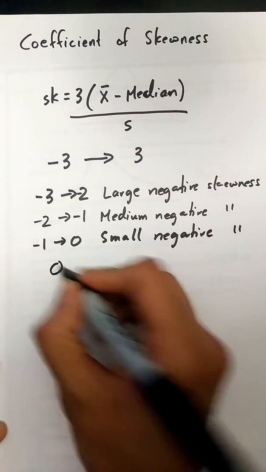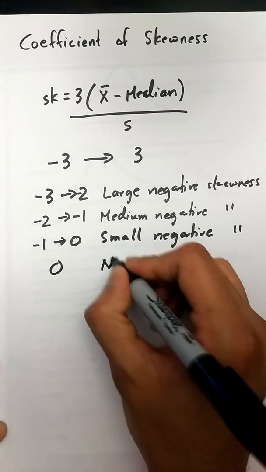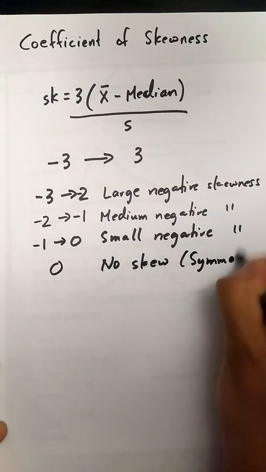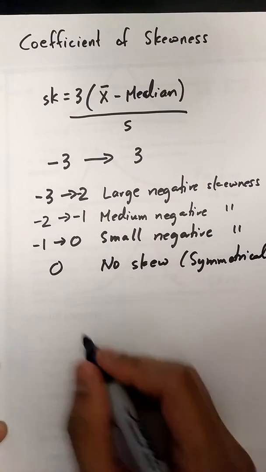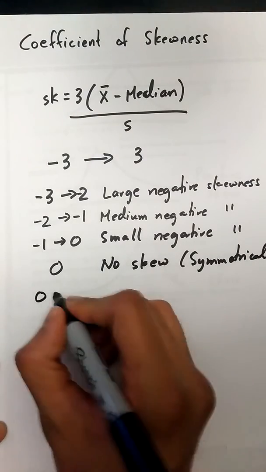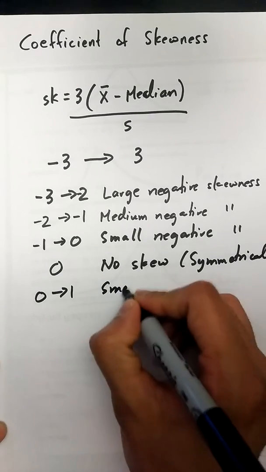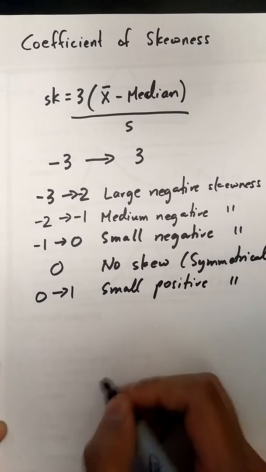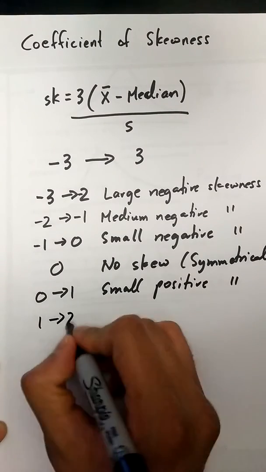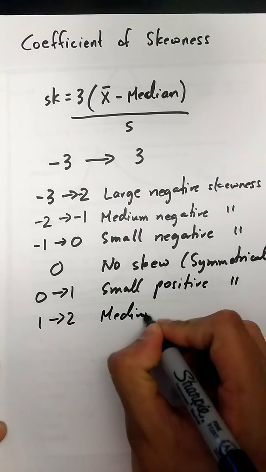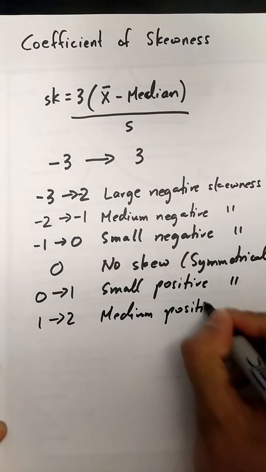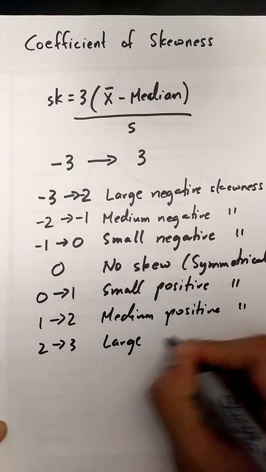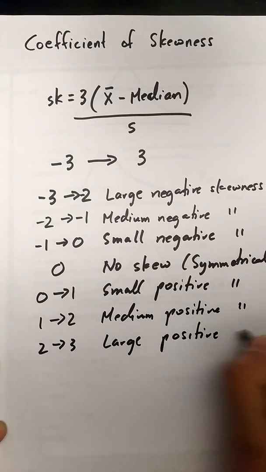If your skewness is 0, you're going to say there's no skew, which means it's basically a symmetrical distribution. If your skew is between 0 to 1, you're going to say there's a small positive skewness. If it's between 1 to 2, you're going to say there's a medium or moderate positive skewness. If it's between 2 and 3, you're going to say there's a large positive skewness.